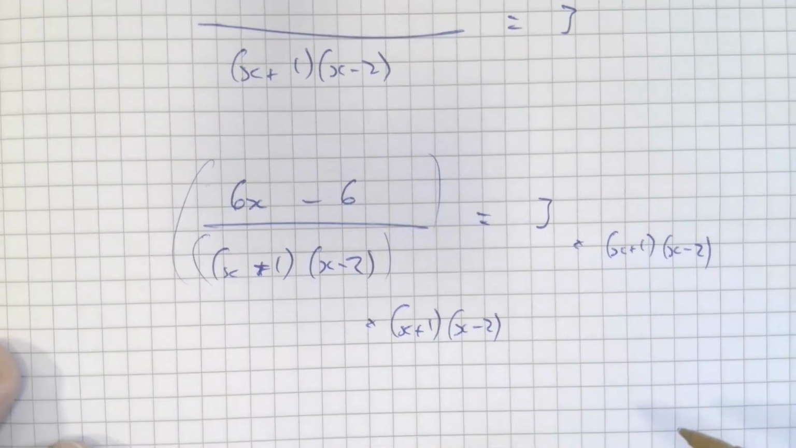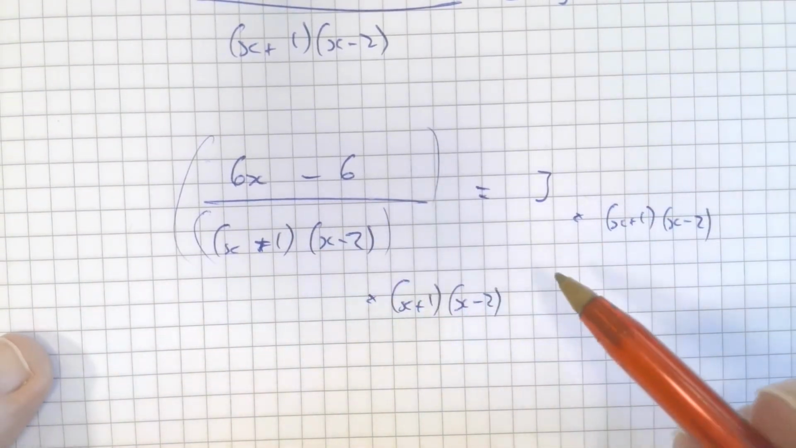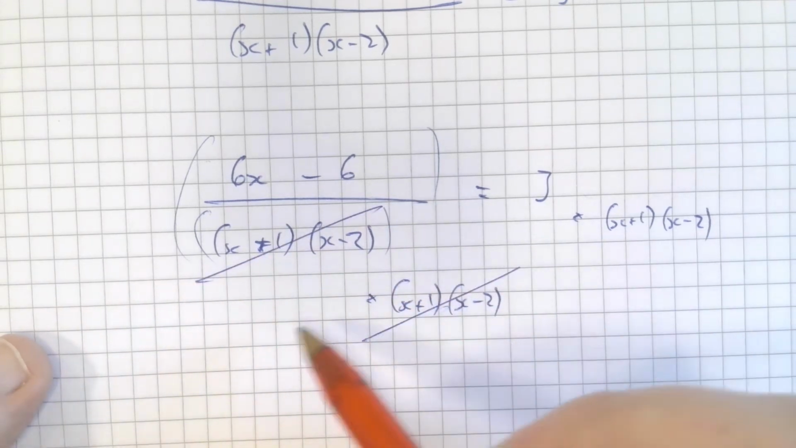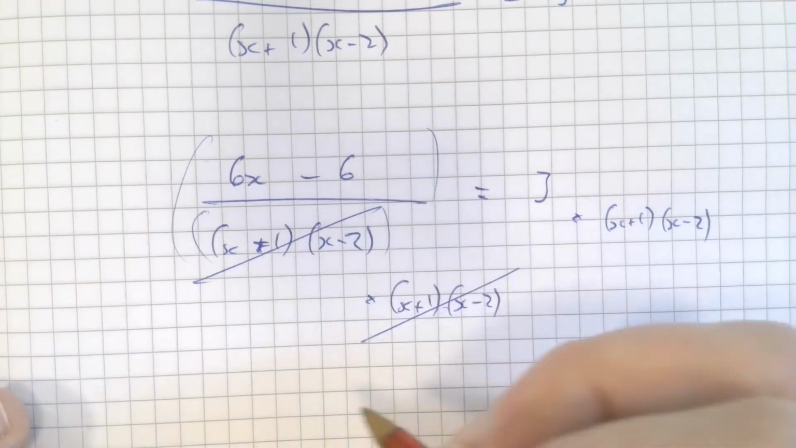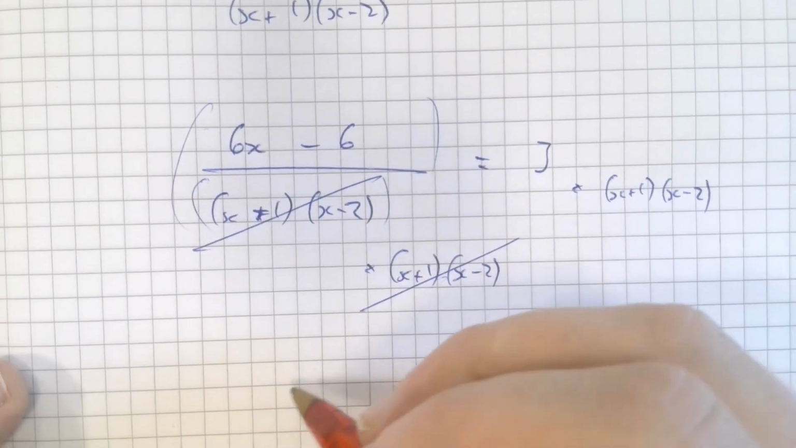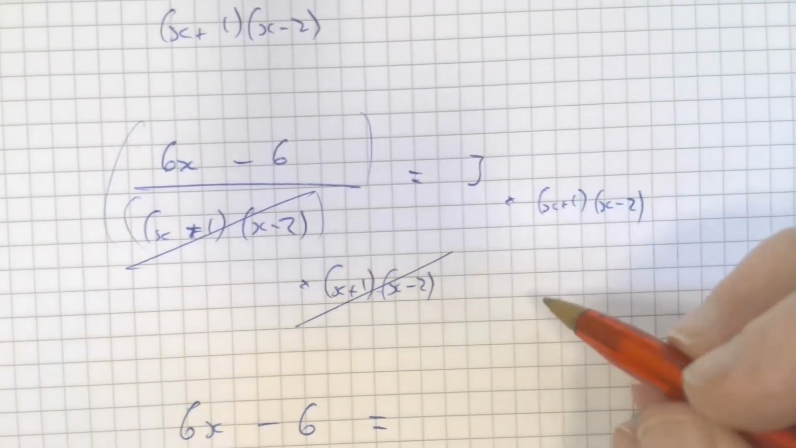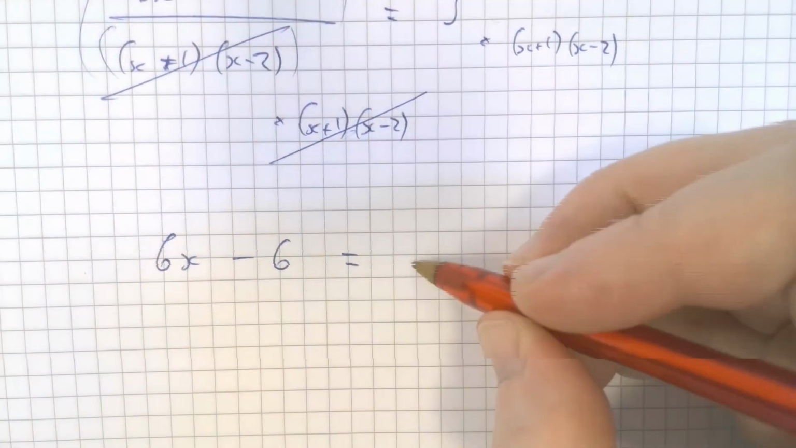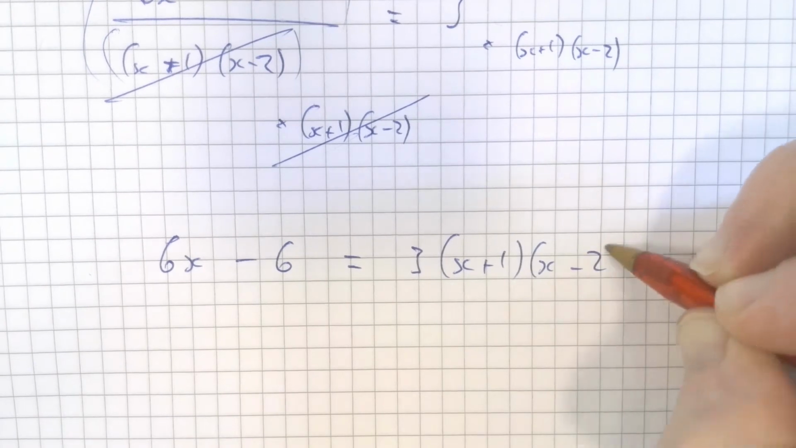It's a subtle difference, but it makes a significant difference to the answer, to your accuracy. So this denominator disappears when it's multiplied by itself. When this fraction is multiplied by the denominator, I end up with 6x minus 6 on the left, and on the right hand side, 3x plus 1, x minus 2.